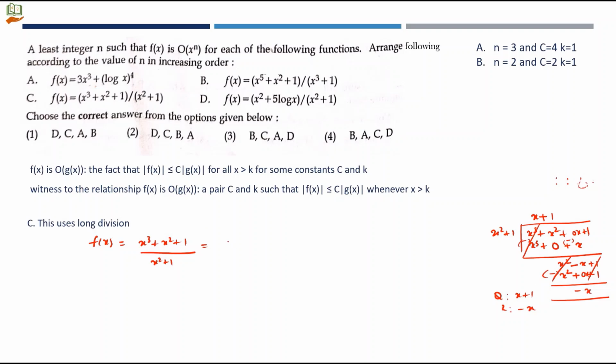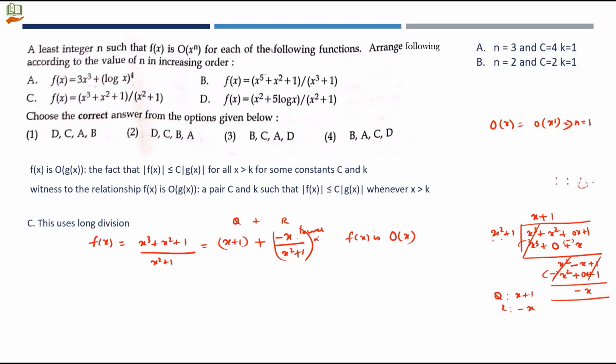How will we express this? X plus 1 will be represented here plus minus x divided by the x square plus 1. This term will be represented this way. So the quotient part and the remainder part. While writing the remainder, we have to write along with the divisor, only then it will be correct. What is the higher power here? This is a lower order term, so we can leave this off. Take only x plus 1. So this is big O of x. Big O of x is equal to big O of x power 1, which states that n is equal to 1.